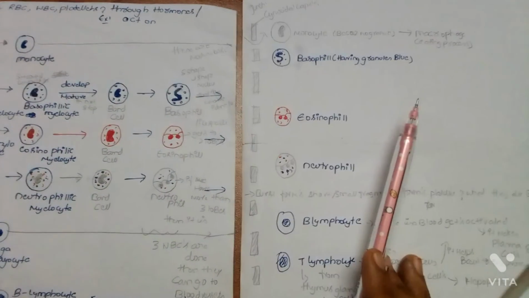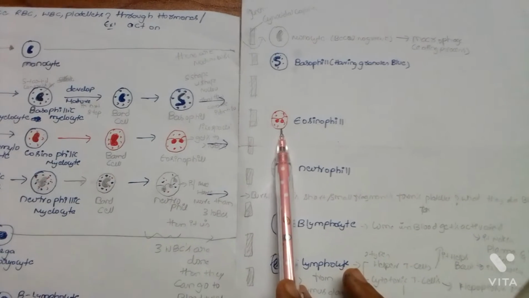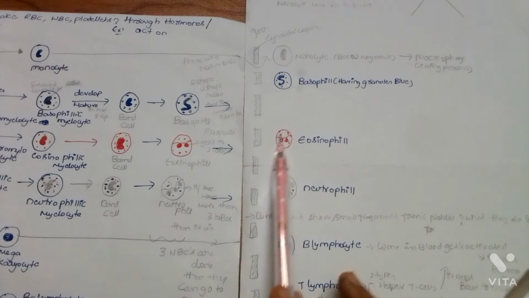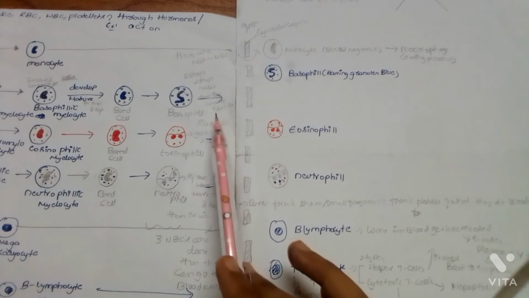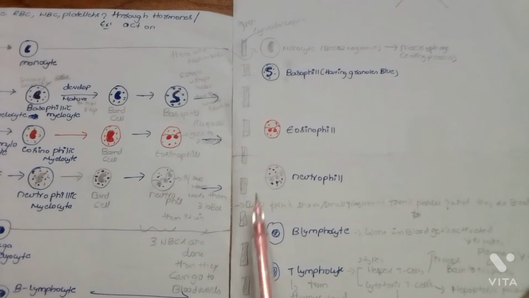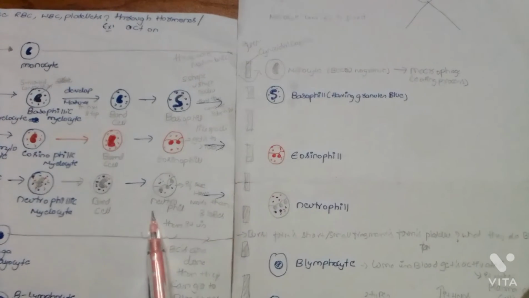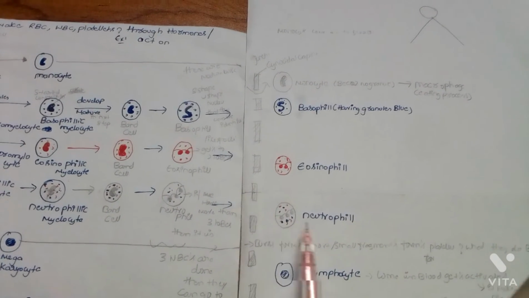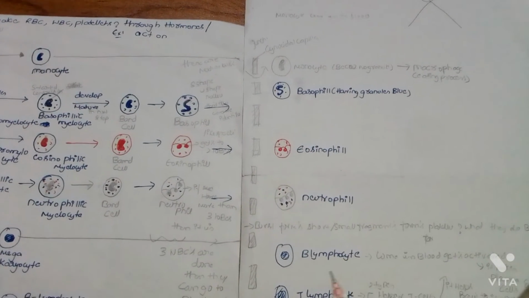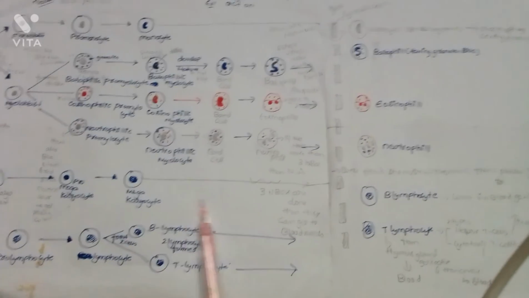And then eosinophil. How can we remember them? As having two lobes, having red stained granules, eosinophil. How do they enter? And then neutrophil, having three lobes, having red and blue stain. These are the neutrophils.